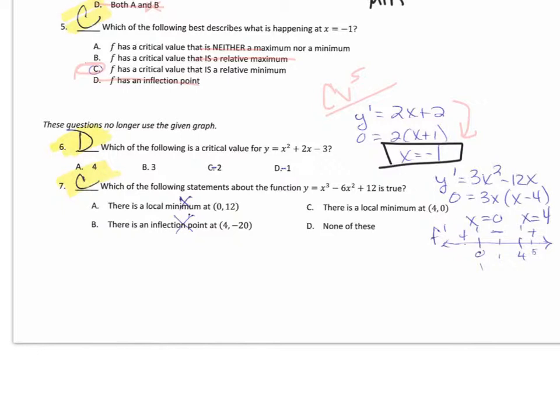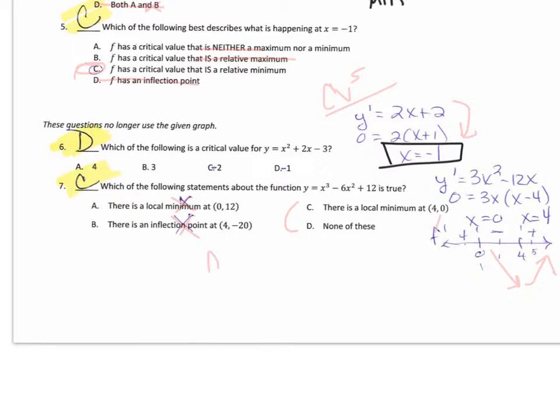Local min at 0, that is not true. It's not a minimum. We're not doing the second derivative. That's not an inflection point. So we have to choose between C and D. And what do we get at 4, 0? We know that this function goes down and then back up again. So it is a local minimum, but let's check that y value.